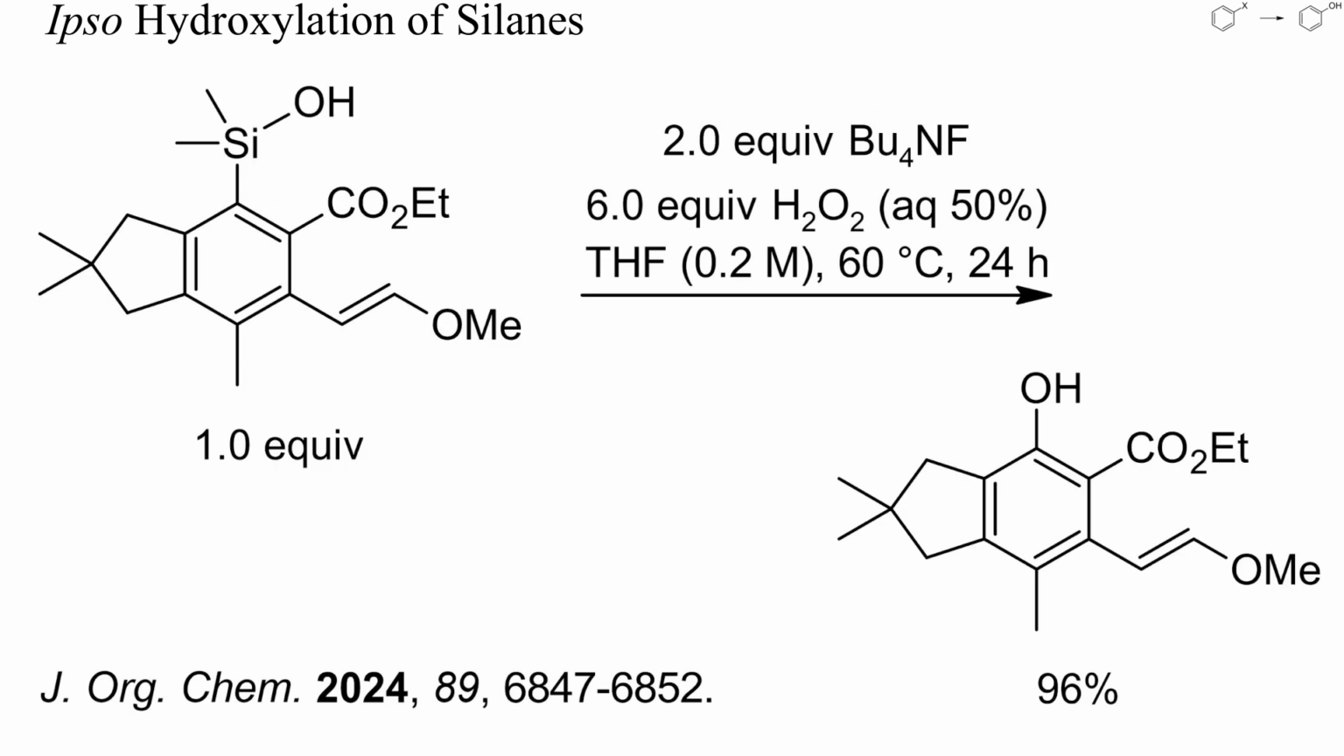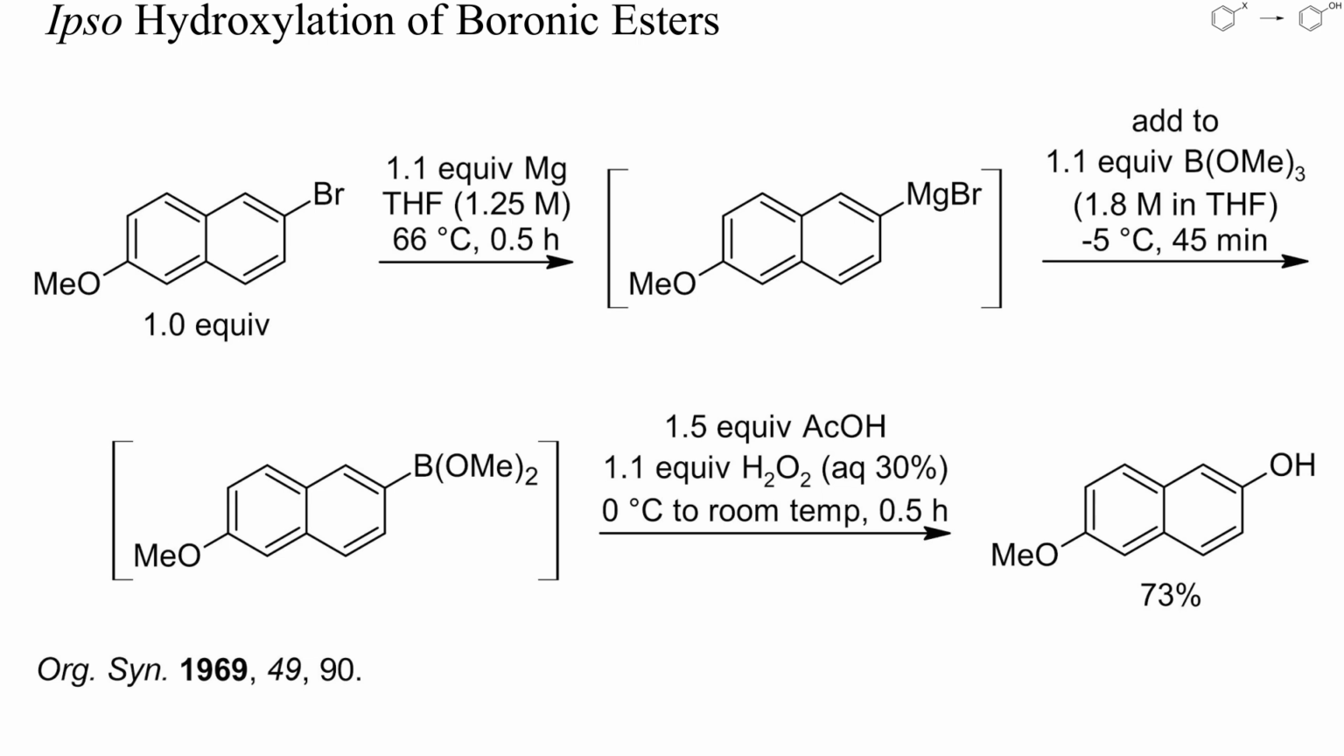Aryl silanes can also be oxidized without any transition metal catalyst. Here, ipso-hydroxylation with the aid of an excess of fluoride and hydrogen peroxide yielded the target phenol in excellent yield. In this example, a brominated naphthalene was first converted into a Grignard reagent and then into a boronic ester by treatment with trimethyl borate. Without isolation, this boronic ester was then oxidized to the naphthol with hydrogen peroxide.